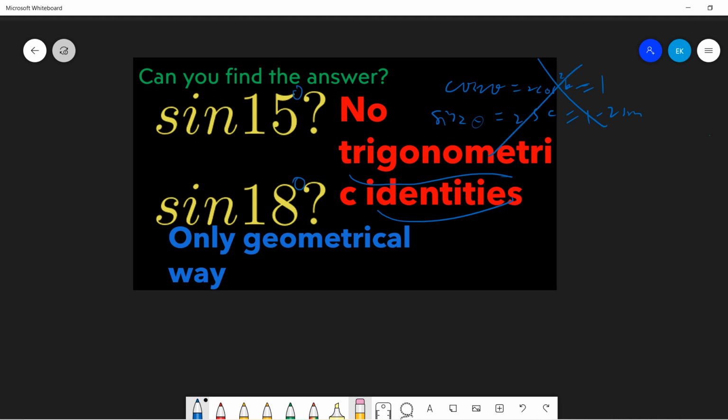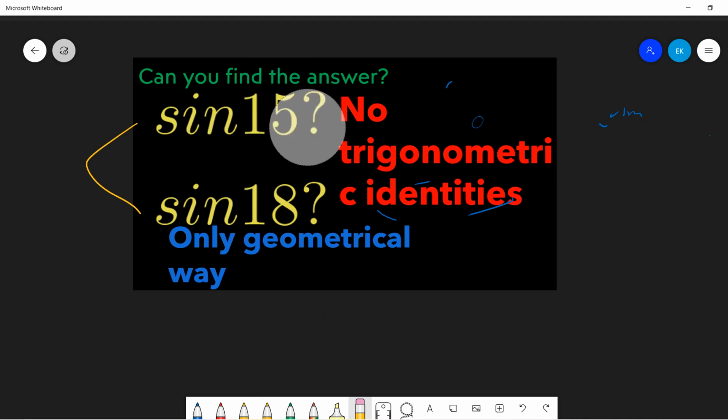We only have the definition. So now we go back to junior high school, and we only know the definition. We are only allowed to use the geometrical way to find these two. Surely if you know sine 15, you cannot get something more from it, so it is not so important. But for sine 18, you can get cosine 18, and you can use the identity to get 36, 72, 54 degrees, that kind of thing. It's a very interesting question.